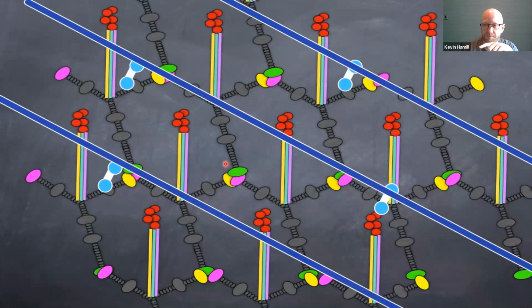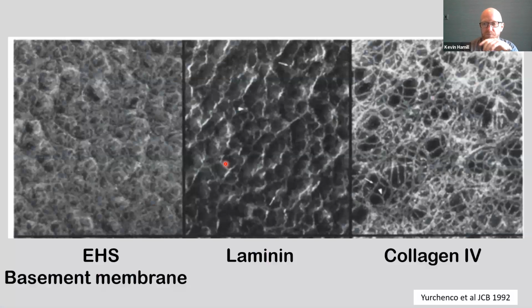This diagram, which obviously is beautifully drawn, is actually fundamentally based on what it actually looks like. So this is a really old paper, well, it was a 1992 paper, where the EHS, the same stuff that Matrigel is made from, the mouse sarcoma basement membrane type material, has been selectively degraded. So the collagen 4 has been degraded and you see the hexagonal array of laminins, or if the laminin gets degraded, you see the collagen network. So it's a real structural entity.